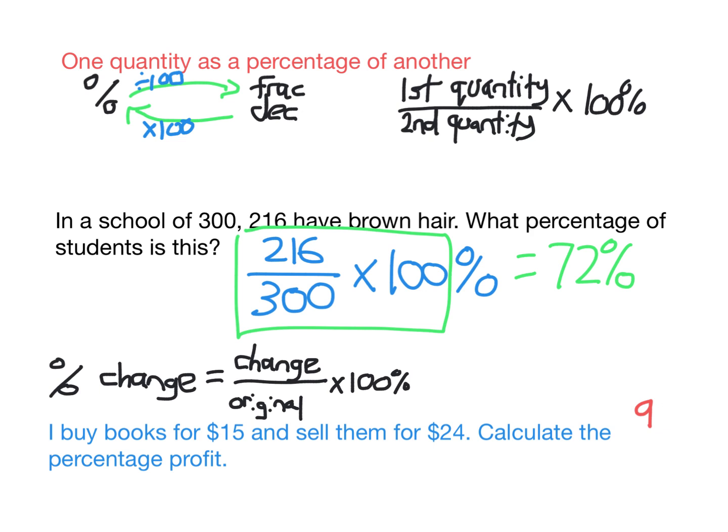Now, when we're calculating percentage change, it's always over the original. It's what you started with. So in this case, it's not 9 over 24. It's 9 over 15, over the cost price. And then we simply change this fraction to a percent by timesing by 100. So 9 over 15 times 100 is 60, and then we stick a percent sign. The profit is 60%.